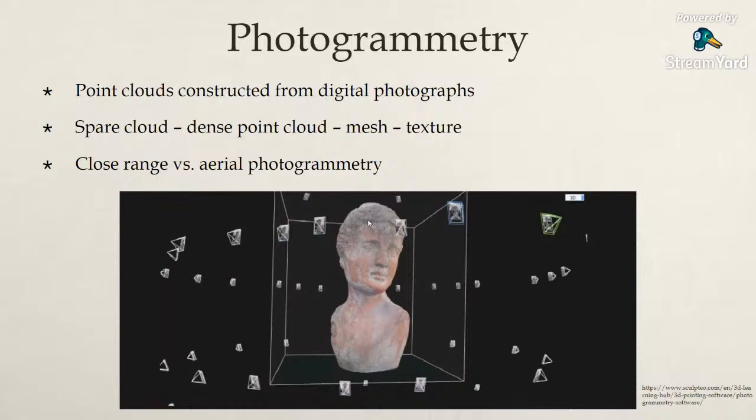And this method can be used in close range and aerial. So close range uses a handheld camera such as a DSLR or your phone, with a fixed focal length. It's great for capturing smaller objects such as artifacts. And aerial photogrammetry uses aerial images captured by satellite, aircraft, or by drone. And this is used for collecting images of buildings, structures, or terrain.